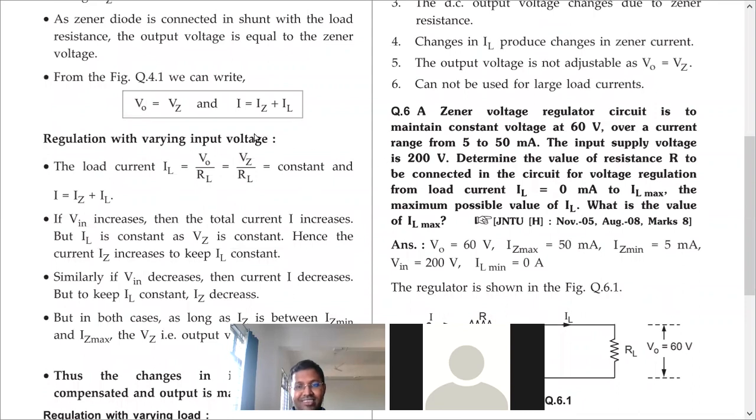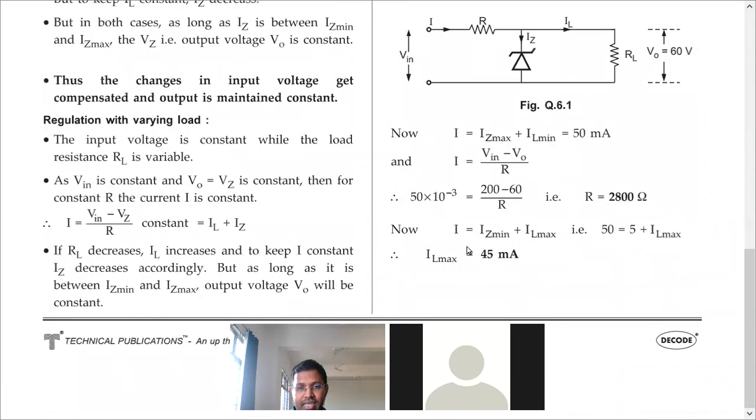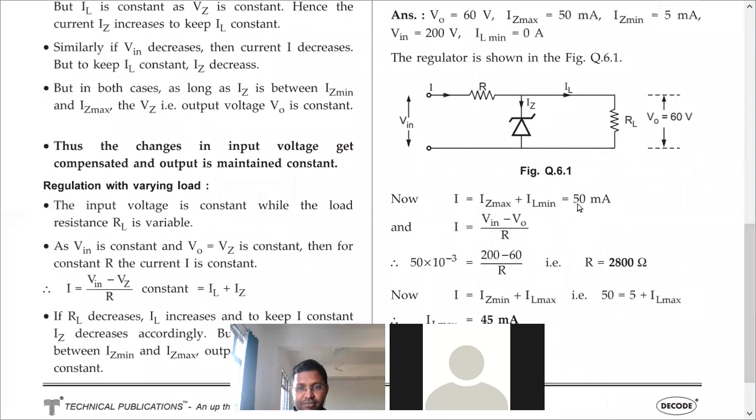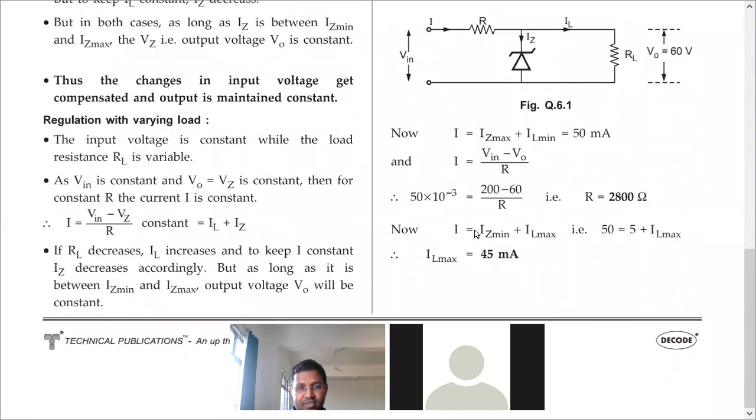So the formula that we will use now is I is IZ min plus IL max. I we calculated, we got 50. So 50 is equal to Iz min given in the question, 5. 50 is equal to 5 plus IL max. Send the 5 to the other side. We get IL max as 45 milliampere. So this is the end of this problem.